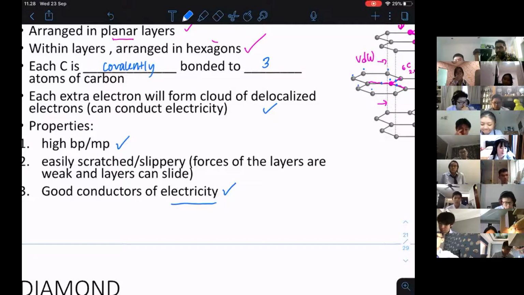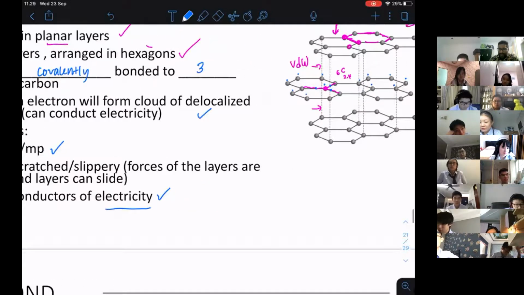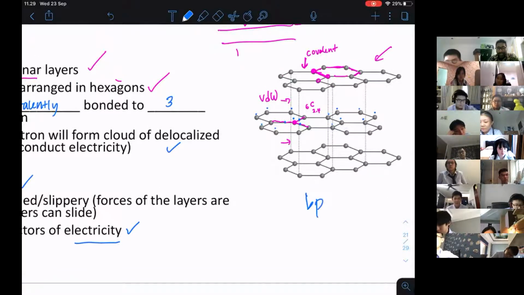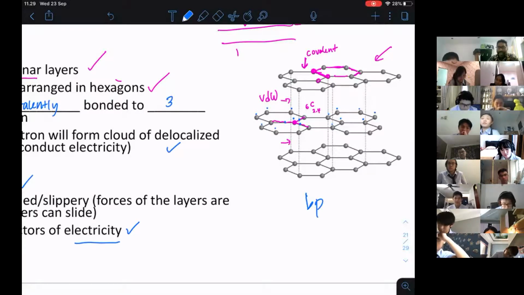The moment they are giant, we need to talk about, let's say, a giant ionic lattice: why high melting point and boiling point? Because a lot of electrostatic forces of attraction need to be broken throughout the lattice. So to explain why the boiling point of graphite is really high, I need to explain that a lot of covalent bonds need to be broken across the giant structure. So we are talking about covalent bonds. Don't talk about van der Waals forces or other kinds of forces.